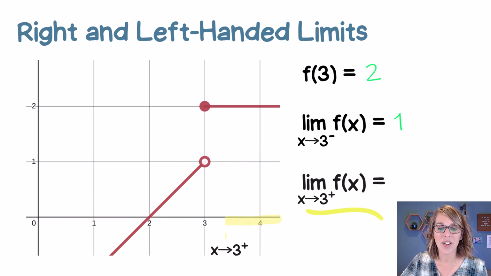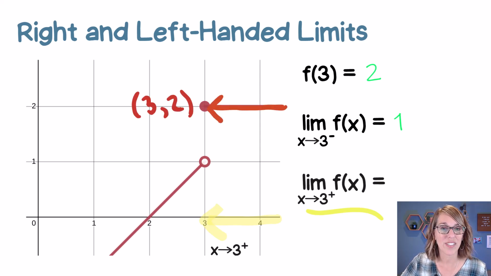Now in our next one, we're going to approach 3 from the right-hand side. So we're going to look at that horizontal line up above, and that horizontal line is approaching that point 3, 2. So our limit value is equal to 2.